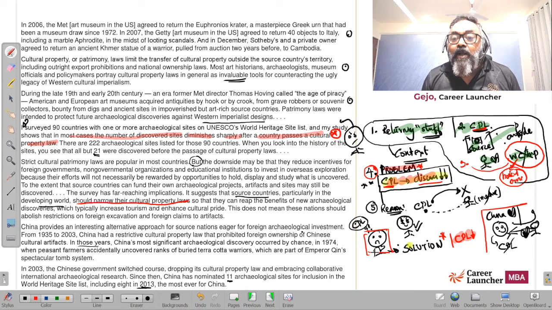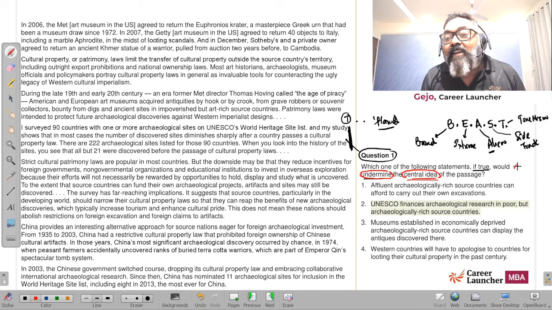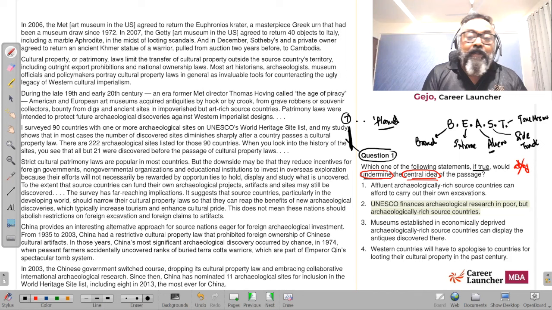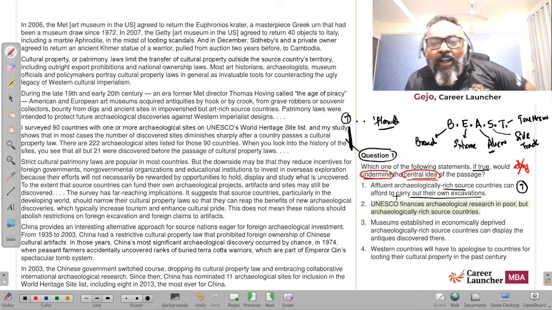So now what you have to do is identify a problem, something that weakens it. Anything that is aligned with the passage cannot be the answer. Anything that opposes something given in the passage would be the answer to this question. Affluent, archaeologically rich: you're talking about rich source countries, countries that have got money and can afford to carry out their own excavations. This is actually true. It is mentioned in the passage: if you've got money, then you don't have any problem. We just understood that. This is not our answer because we are trying to find the flaw.